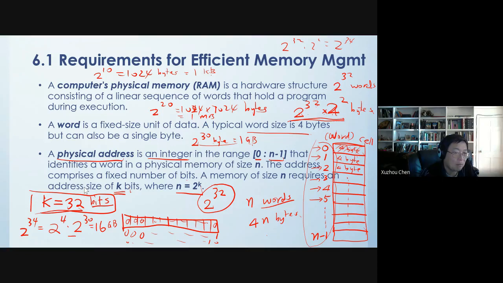If you try to buy a desktop PC, you're probably talking about in the neighborhood of 32 gigabytes, right? So that means 32 bits is not big enough for a modern PC. It's okay, but it's not really that big. So then people start to talk about 64 bit memory addresses. That's really, really big.